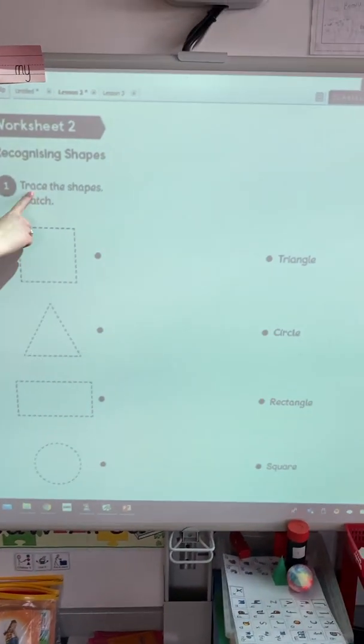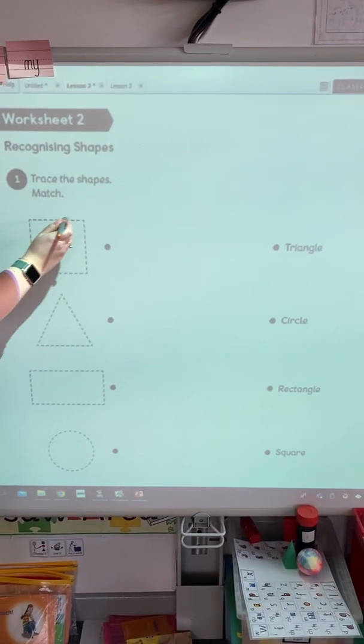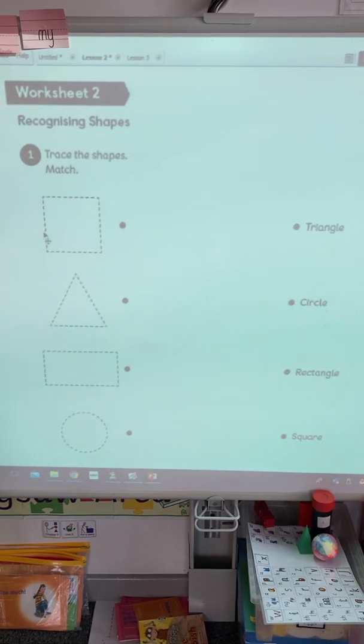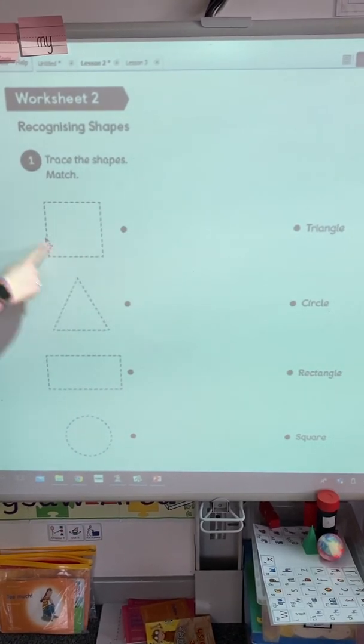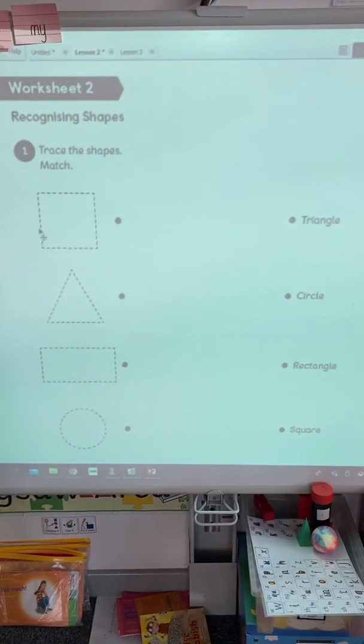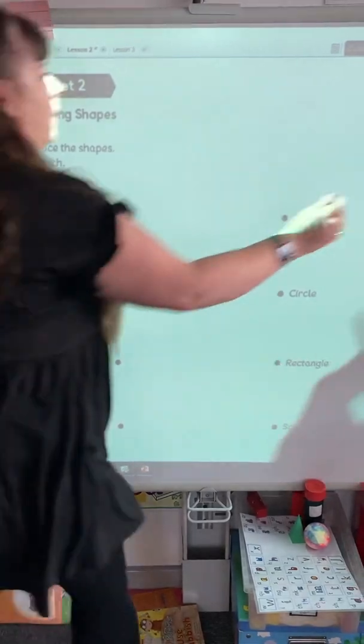So, it says trace the shapes and match. You need to carefully follow the lines around of each shape and then what is the shape? Match it to the correct name and repeat for the rest of them.